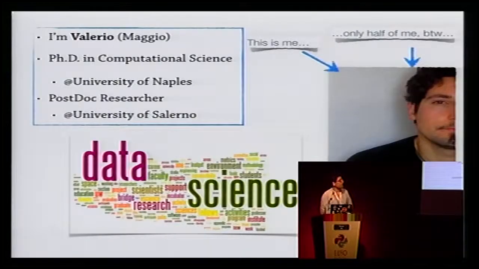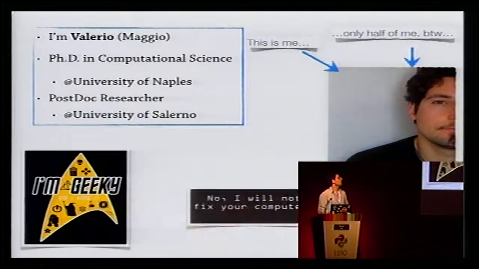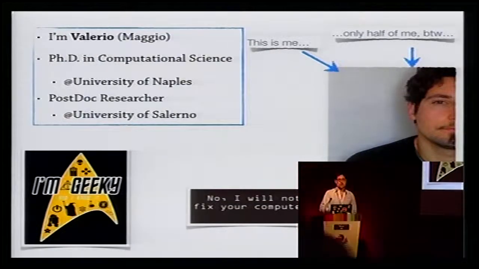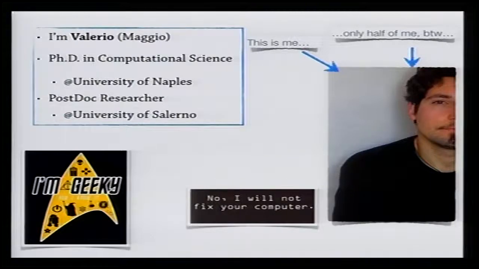I'm Valerio. I have a PhD in computational science, and I'm currently a postdoc researcher at the University of Salerno in Italy. I can define myself a data scientist, whatever that means. And of course, I'm also a very geeky person, so I like all that stuff. Please don't ask me to fix your computer, but I'm quite sure you'll never ask me that.